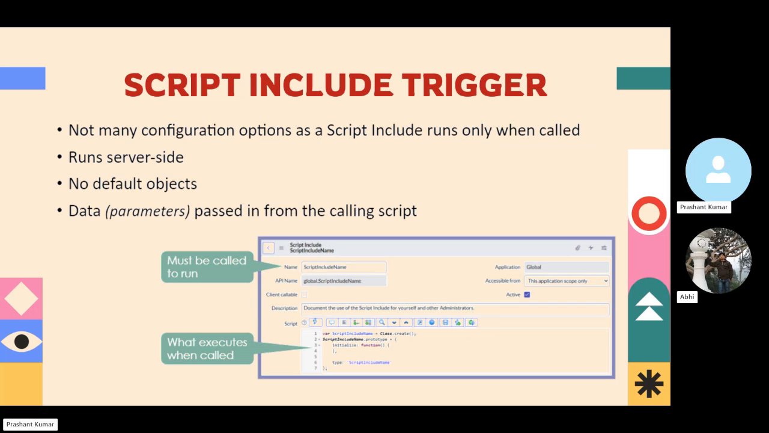Now, how does the script include trigger happen? You can see not much configuration is required to run. It runs as server-side script, with no default object; data is passed in from the client calling the script. So data comes from wherever the script include is called. From there we can send the data, and based on that specific data we will execute some script, and return something back to the caller so that it generates relevant output.